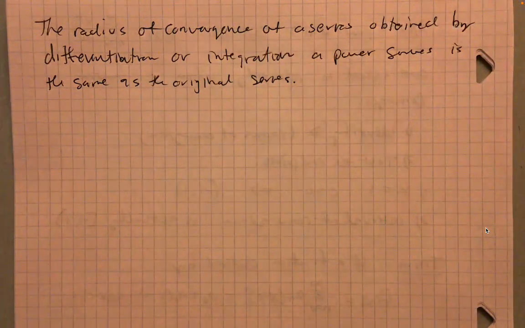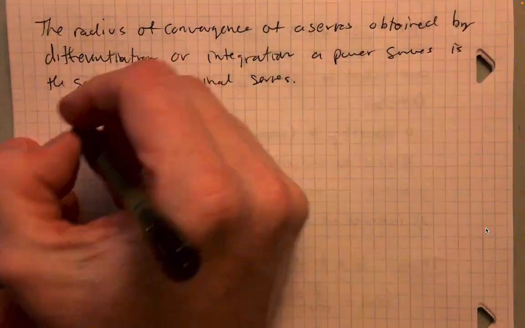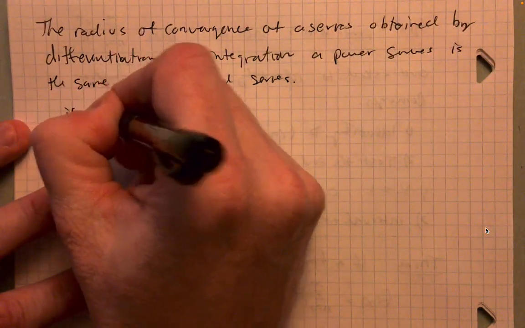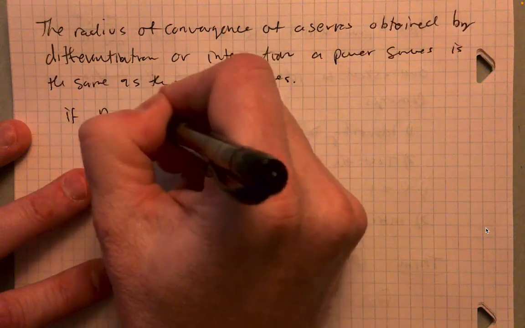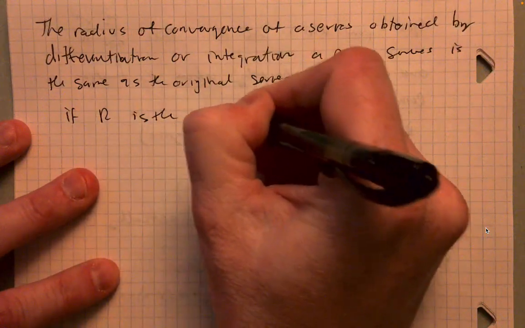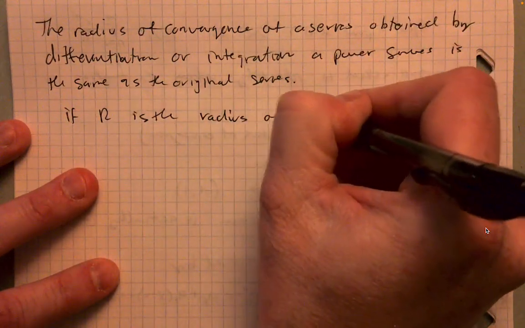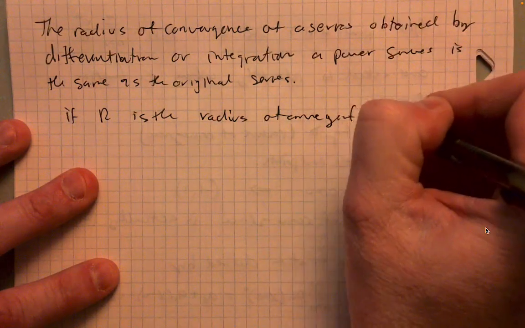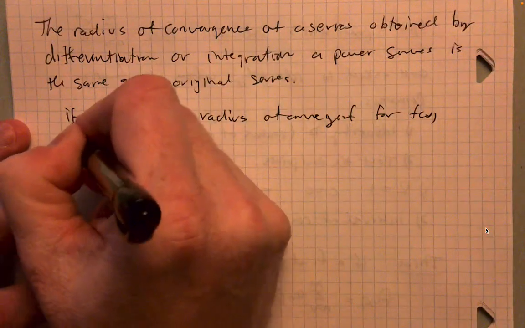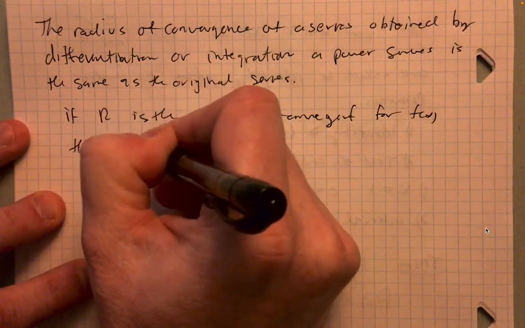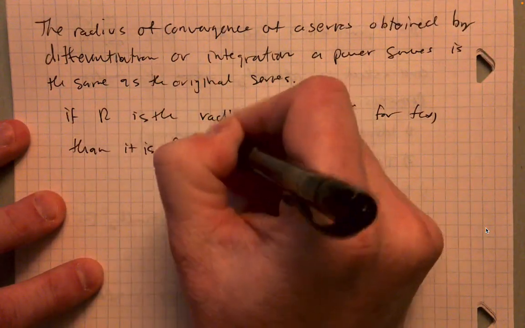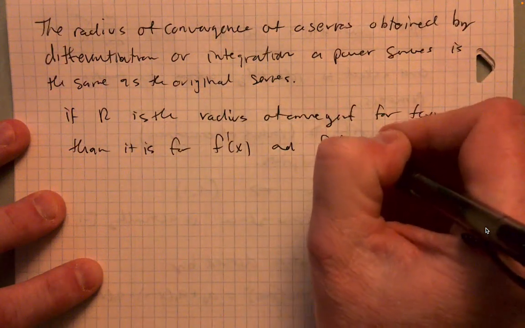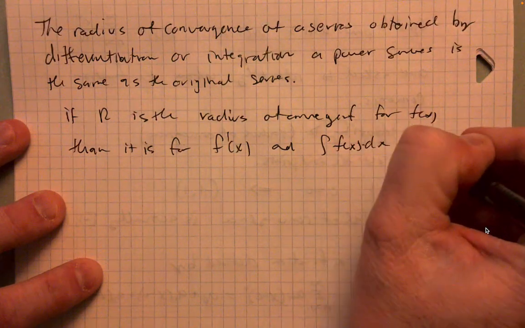Okay, so that's nice, right? So if r is the radius of convergence for f of x, then it is for f prime of x and the integral of f of x dx as well.